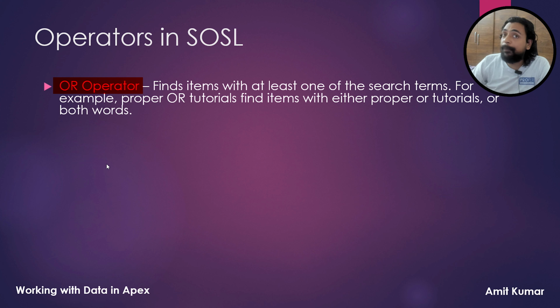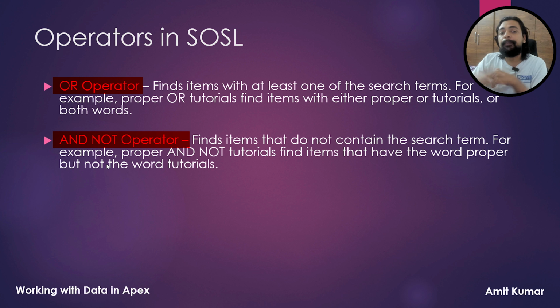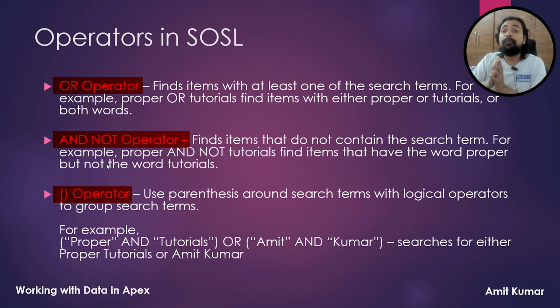They are the OR operator, which finds items with at least one of the search terms. I will show you that. And the NOT operator, which finds items that do not contain the search term. For example, proper and NOT tutorials finds items that have the word proper but not the word tutorials. And then we have parentheses, which we can always use when we want to provide more than one criteria with the help of logical operators. I will show you these operators as well.